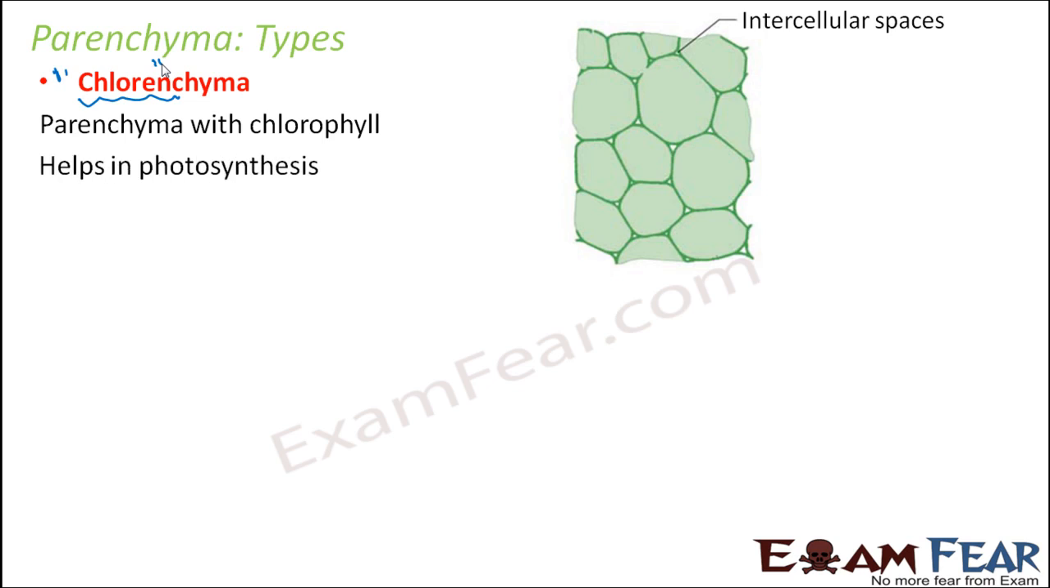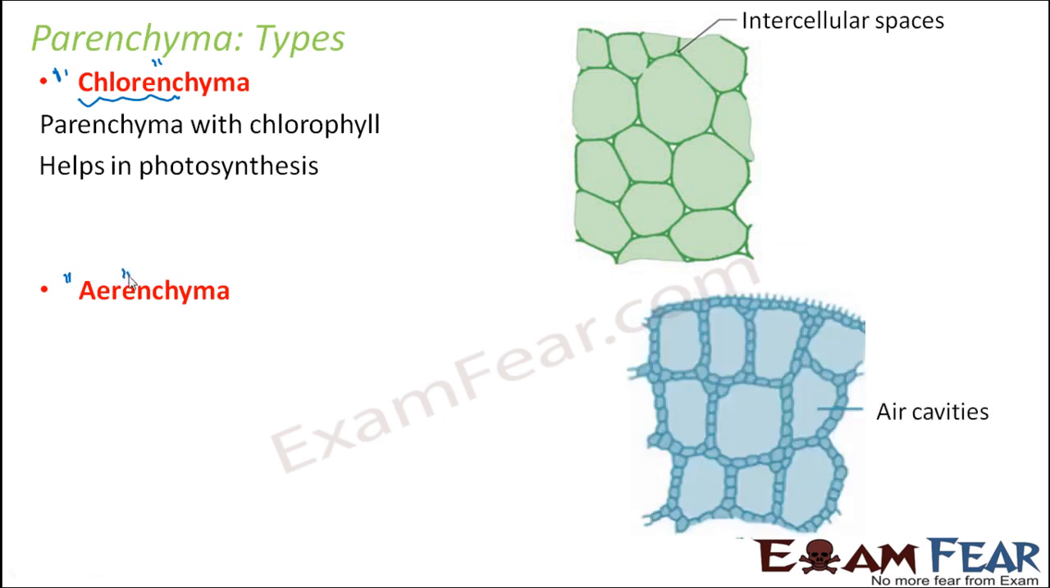So obviously it is present in the internal layers of leaf, because leaf is the only organ where we find chlorophyll. So the function would be definitely it helps in the process of photosynthesis, because chlorophyll plays the most important role during photosynthesis. That is the process by which plants prepare their food in presence of sunlight. The other form is aerenchyma. So here the term comes from air. So air cavities are present. So we can say parenchyma with air cavities.